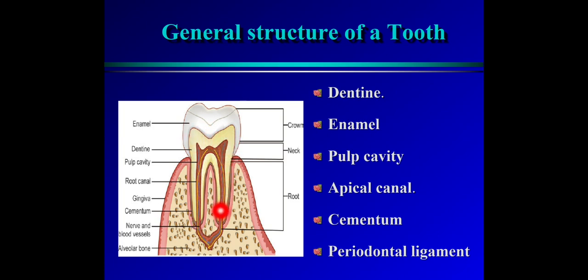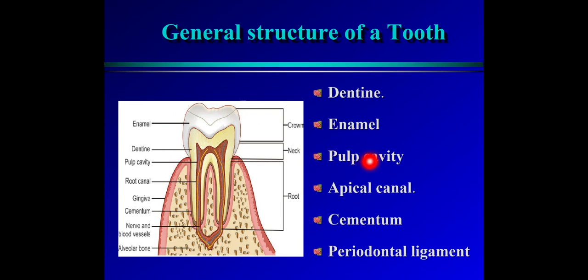Then the next part present here is the enamel. The enamel is the hard portion that is covering the dentine which is present in the crown. So the crown part of the dentine is covered by this enamel. This white structure seen here is the enamel.